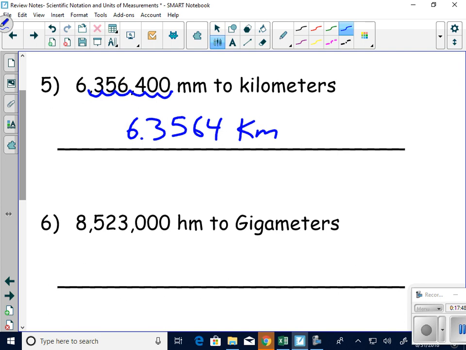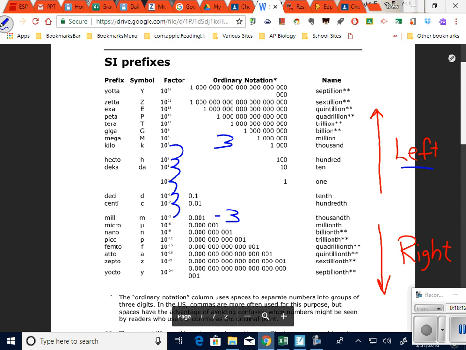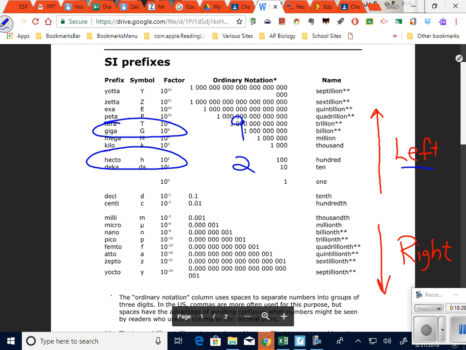The next one. Hectometers to gigameters. And my abbreviation for giga is capital G, so this is GM. Gigameters. I have hecto. I want to go to giga. So I find my hecto. Right here's hecto. Hecto is a 2. I want to go to giga. Right here, giga. Giga is a 9.